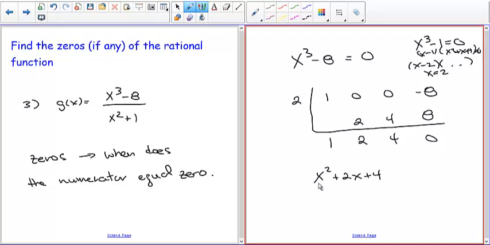Now, what we can do is rewrite x cubed minus 8 as x minus 2. That's the factor associated with that 0. And then what we have left over is x squared plus 2x plus 4. So the question: are there any real zeros?